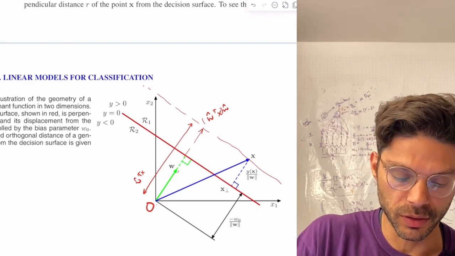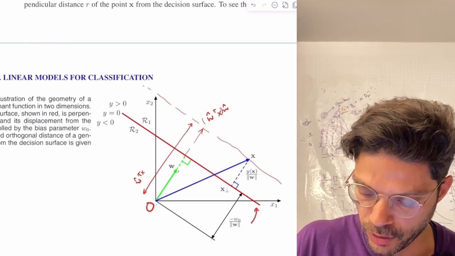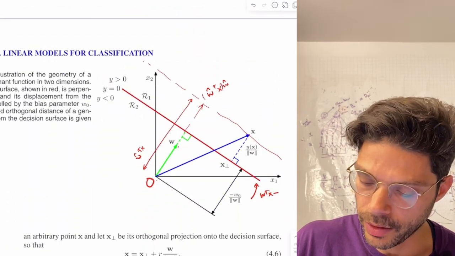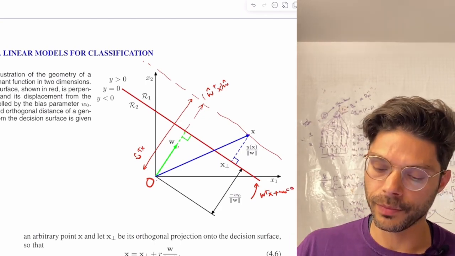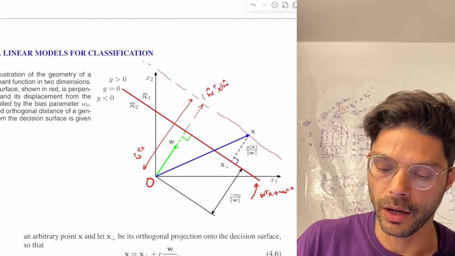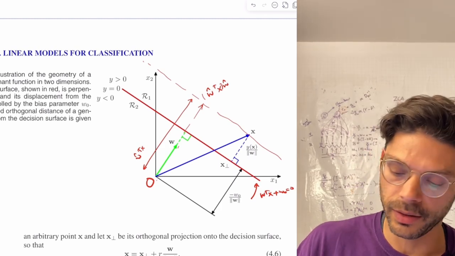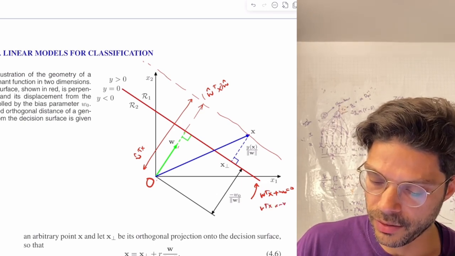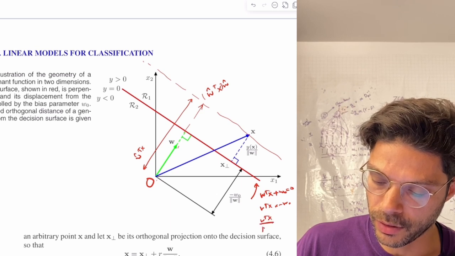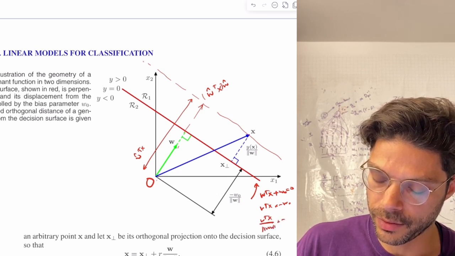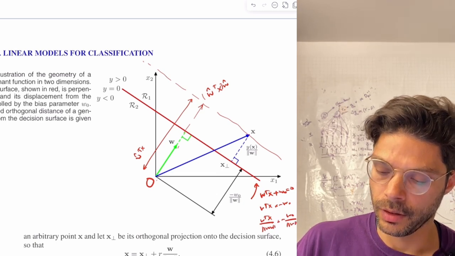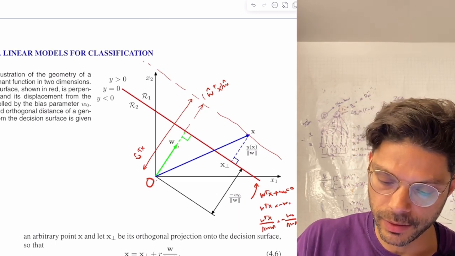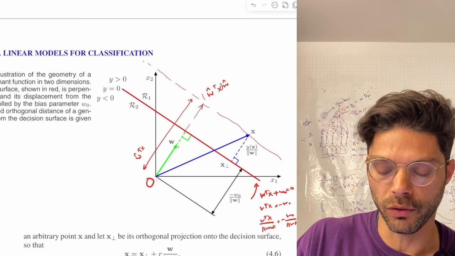The reason it's highlighted is that this is the surface where w transpose x plus w naught is equal to 0. So all of the points on this particular surface satisfy w transpose x equal to minus w naught. And so w transpose x over the norm of w is going to be the length for all of these points. Every single point, we do this exact same thing: we try to figure out how far it is, what is its projection onto this weight vector.